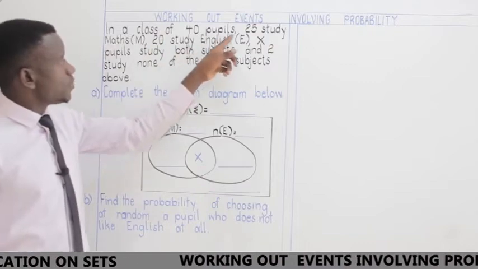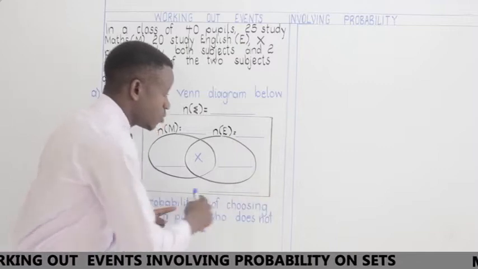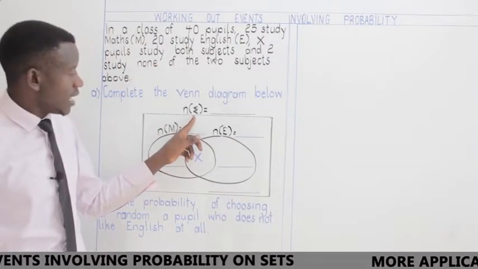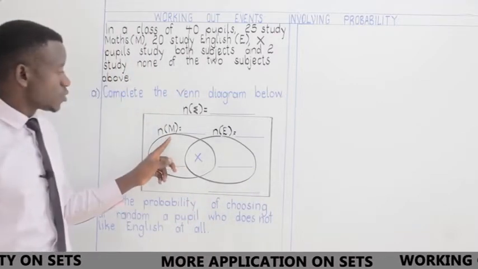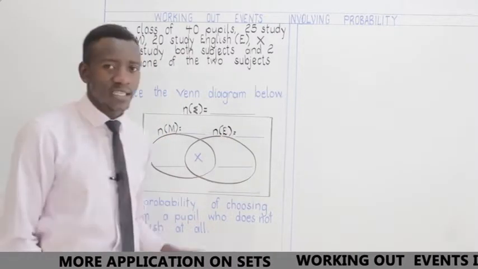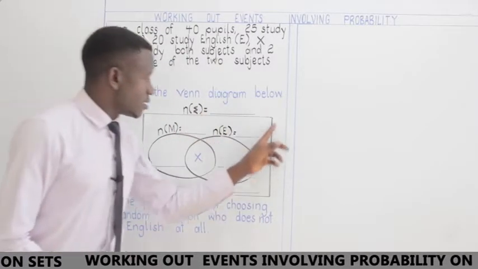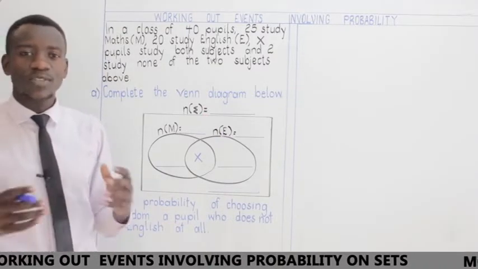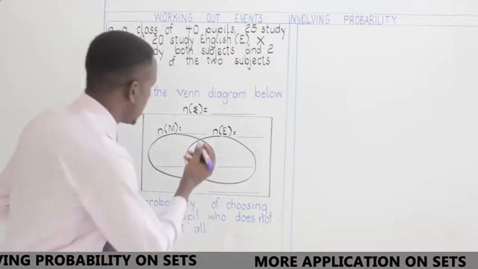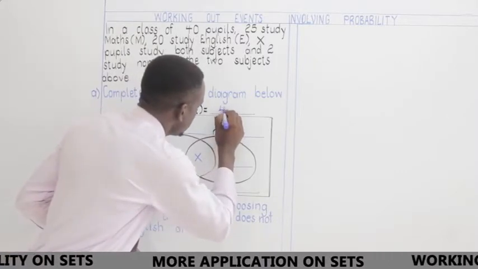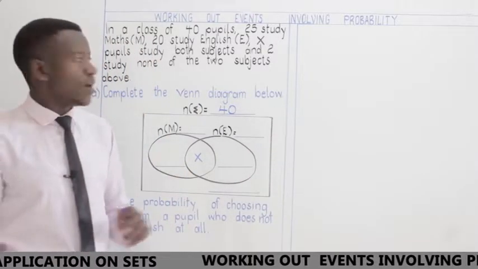In a class of 40 pupils, this one stands for the universal set, which we looked at as the symbol for universal set as this. So meaning in the whole class, a class which contains pupils who study mathematics and English and none of the above subjects, this is our whole class as the universal set. And they are saying it is 40 pupils. So we shall have our 40 here as our whole class. Then from there, we proceed.